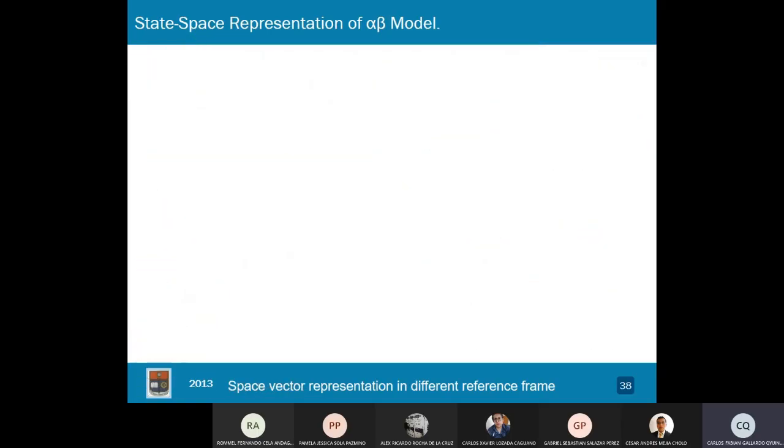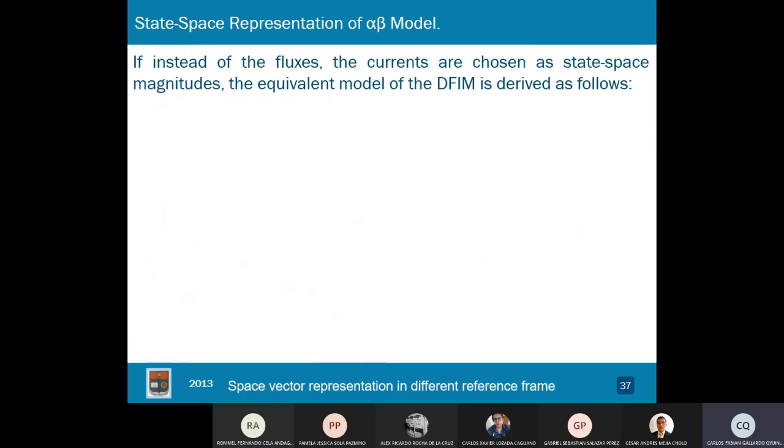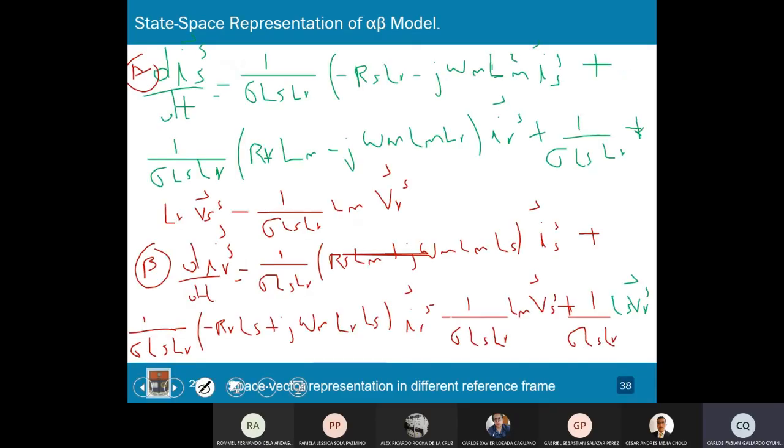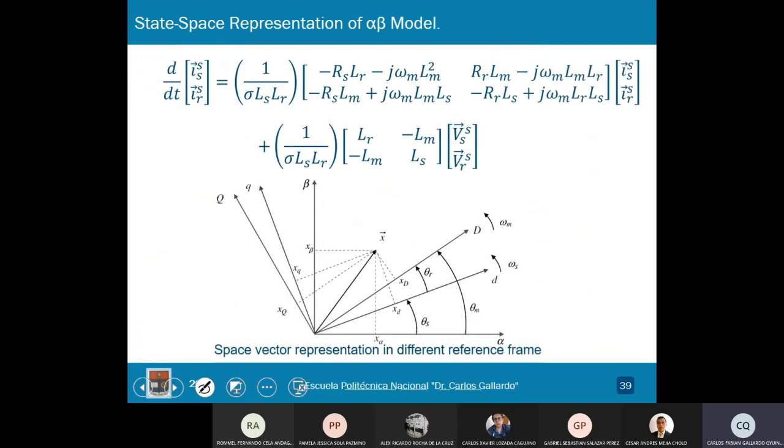Okay, so solving this 2x2 equation, I get equation number A and equation number B. So I want to put it in the matrix form. I will have the derivatives to the left side. So I will put it in the matrix form, and I will get this equation: the derivative of the stator current space vector, the derivative of the rotor current space vector. This is the matrix A.